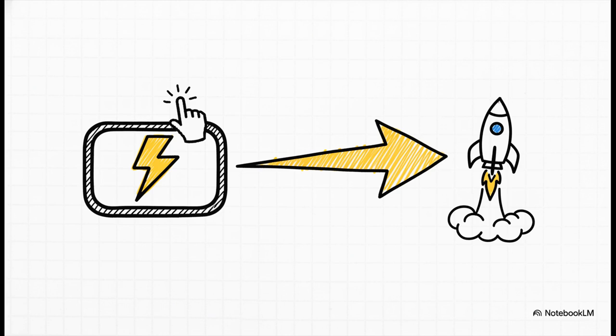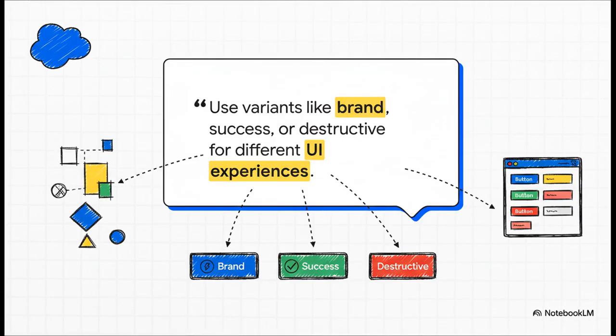Next up, every app needs a way for users to make things happen, right? For that, we've got the lightning-button. Now, making a button is easy, but styling it is even easier. Check out that variant attribute. You can just change this word to brand for your main button, success for a confirmation, or maybe destructive for a delete button. You instantly change its whole look and feel to match what it does, and you didn't have to write a single line of CSS.